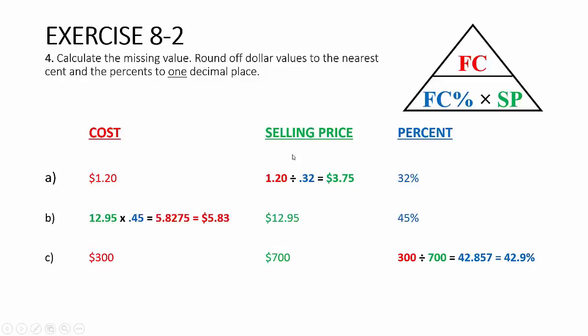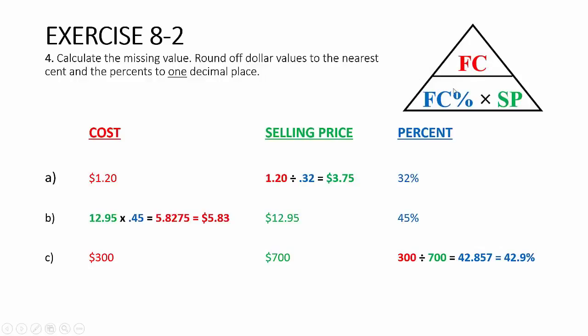In B, we were given the selling price and the percent. They're side by side, so if we multiply them, that will give us the food cost. So the selling price of $12.95 times the food cost percent of 45% shows us that the cost for this is $5.83. Or in other words, it cost us $5.83 in food to cook this menu item that we sold for $12.95.